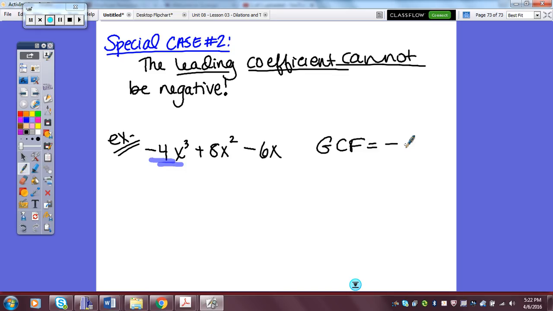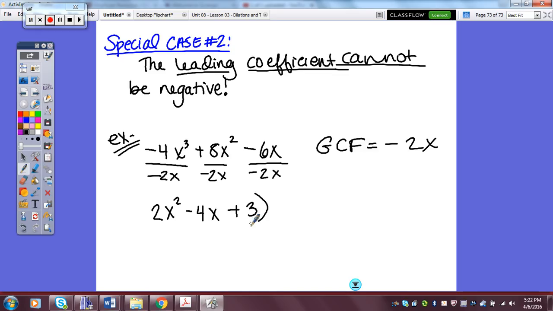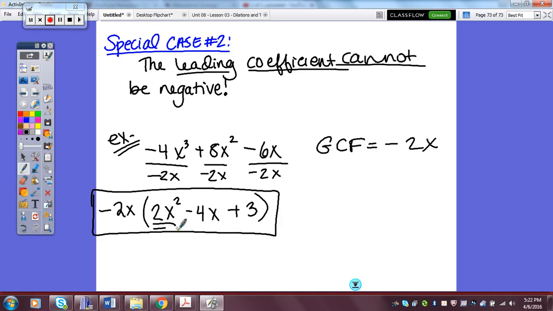Okay? 4, 8, and 6 all share a 2 in common. X cubed, x squared, and x all share an x in common. So now I'm going to divide everything by negative 2x, because that'll turn my leading coefficient positive. Okay? So I get 2x squared minus 4x plus 3. Those are my leftovers. Negative 2x is on the outside, and I'm done. You know you're done because your leading coefficient inside parentheses is no longer negative.